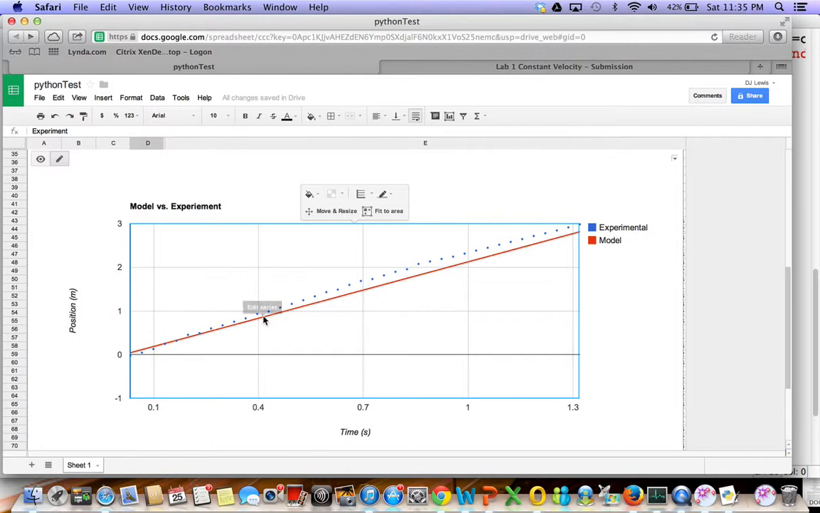However, in the model, recall that F net was assumed to be 0. Furthermore, because the center of mass was not known for the entire experiment, incorrect position values may have been recorded, thus causing more deviation from the model.